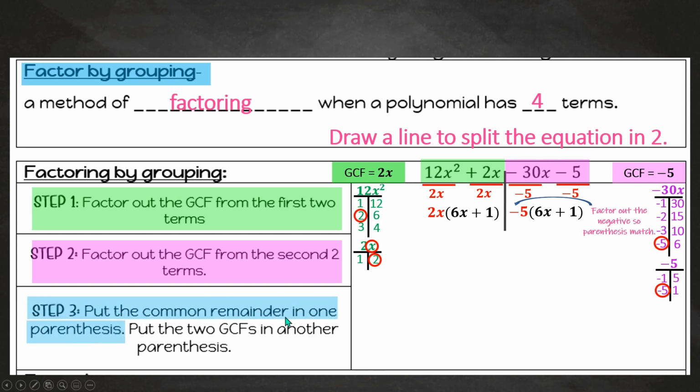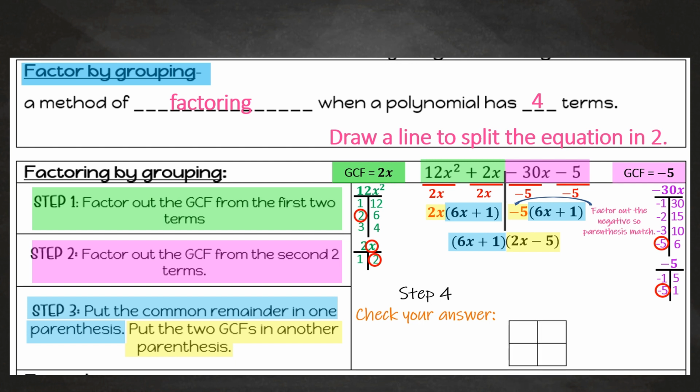So when I put the common remainder in one parentheses, the 6x plus 1, then what I'm left with that's going to be in the second parentheses is 2x and a negative 5. So now I have completely factored this 4-term polynomial into 2 parentheses that are multiplied together. Now my step 4 is going to be to check my answer. So I can double check to make sure that I factored it correctly. So I'm going to take the 6x plus 1 and the 2x minus 5, multiply that together using my area model, and confirm that I have the same 4-term polynomial that I started off with.